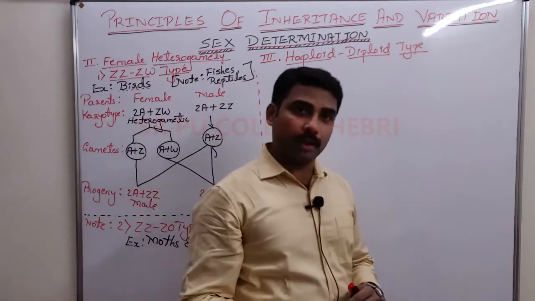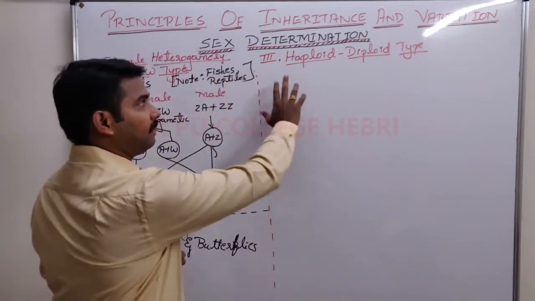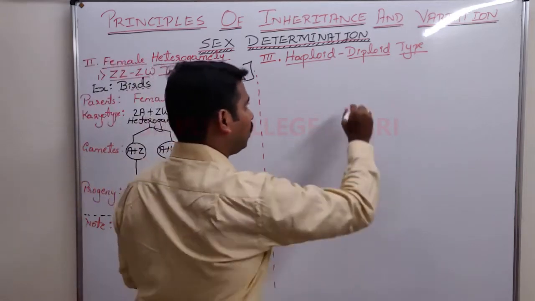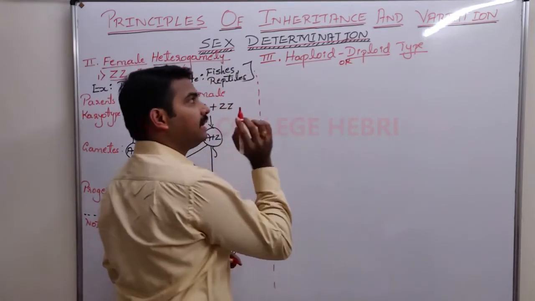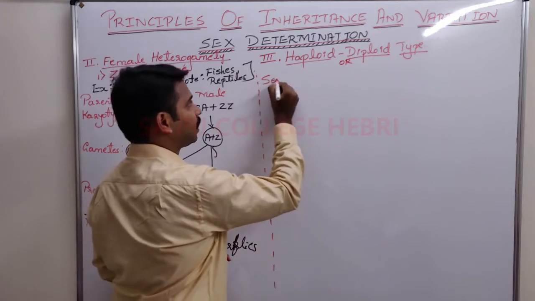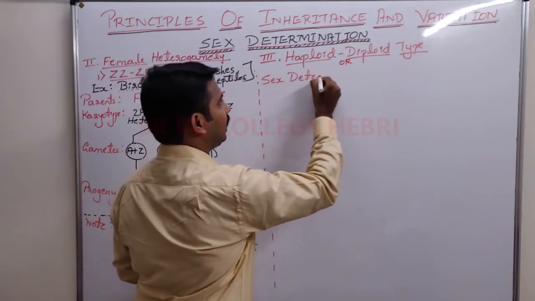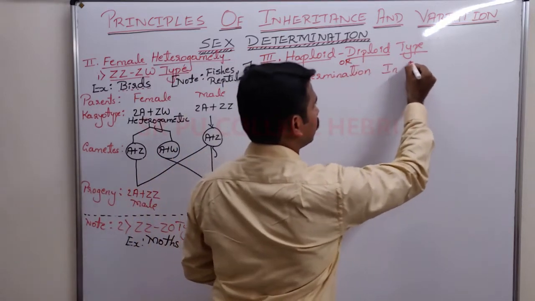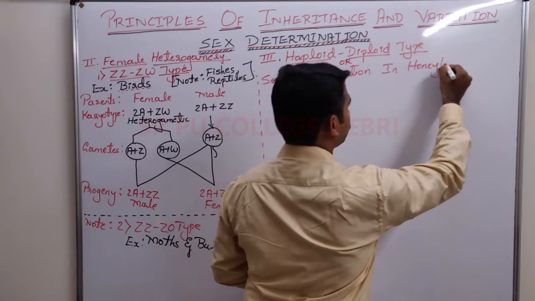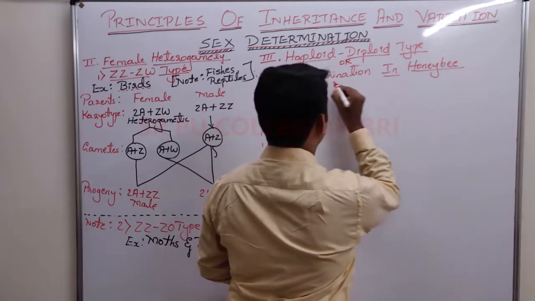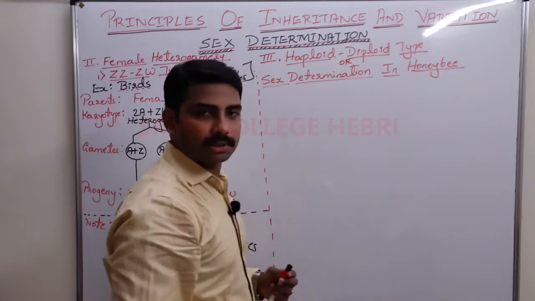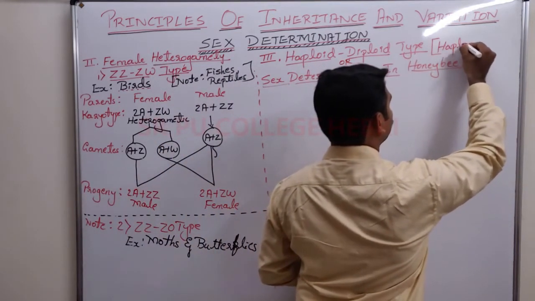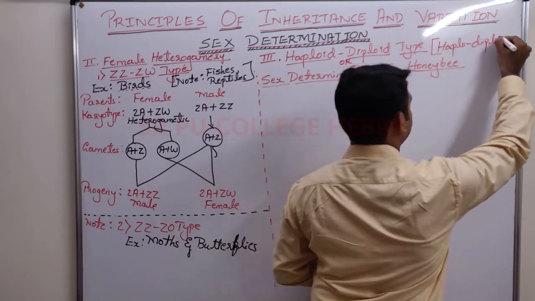Later on you can go through NCERT also. Okay, now let me go to the third one. What is that? Haploid diploid type, or the same thing in NCERT the heading is given as sex determination in honeybee. Okay, sex determination in whom? Honeybee. The same thing is given like this. Or it can also be called haplodiploidy. It is also called what?